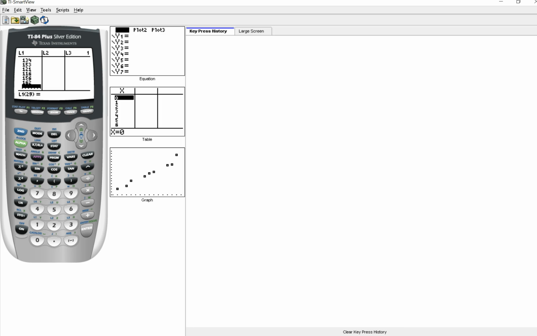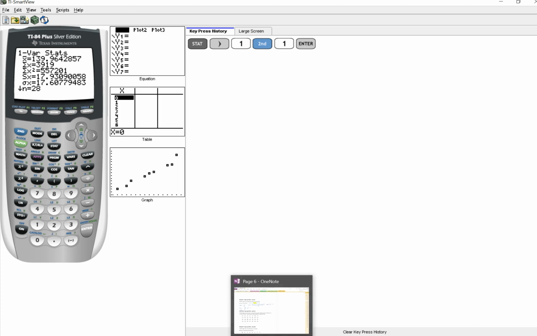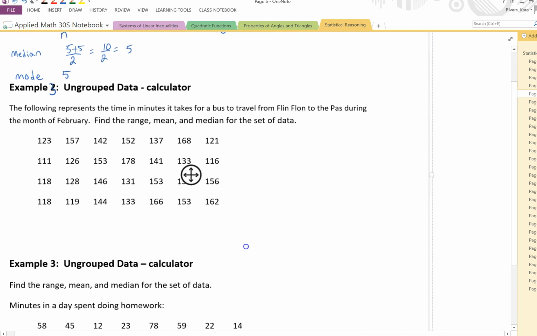So let's go ahead, go back into our Stat, go over to Calc. We're doing one variable statistics, and this is on list 1. Enter, and there we go. So our mean, you can see at the top here, 139.96. So let's put that in our question here.